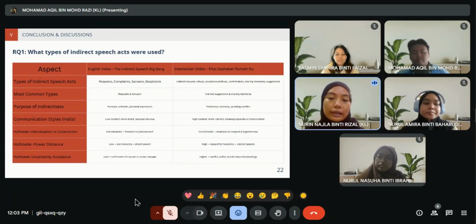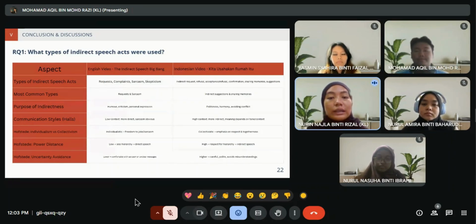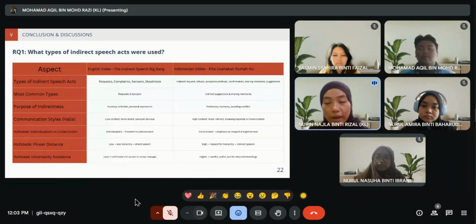Okay, so on this slide, I'm presenting the findings for research question 1 about the types and the frequency of indirect speech acts. For the English video, which is the Big Bang Theory, there are 4 main types, which are requests, complaints, sarcasm, and skepticism. The most common types are requests and sarcasm. These are mainly used for humor, criticism, and also entertainment. These reflect Western low context communication.